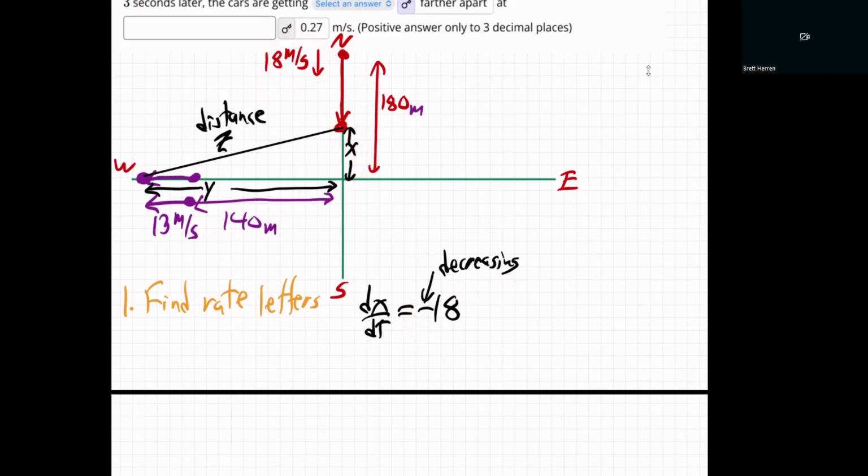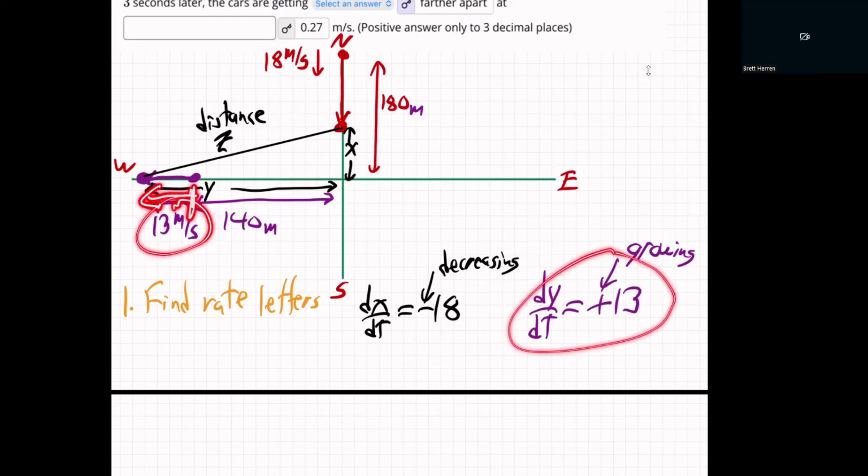Whereas y, on the other hand, dy/dt is growing by 13. Growing, increasing, right? Because what is y? Y is how far from this car to the intersection. Started out 140 meters, but it's going away. So y is increasing by 13 meters every second, positive.